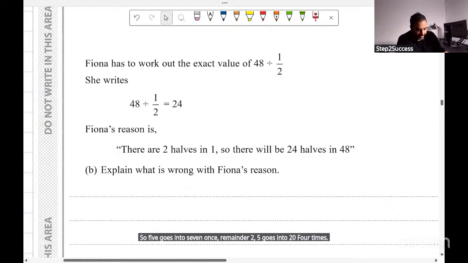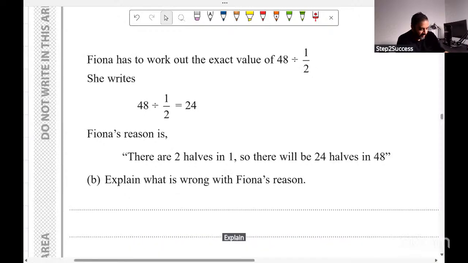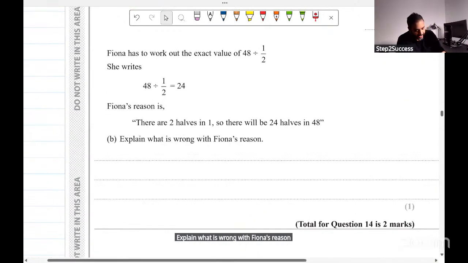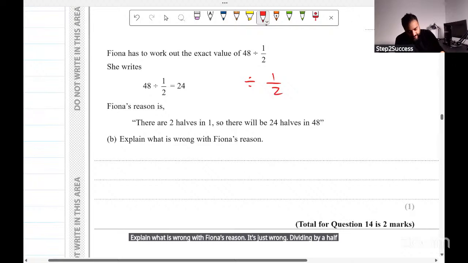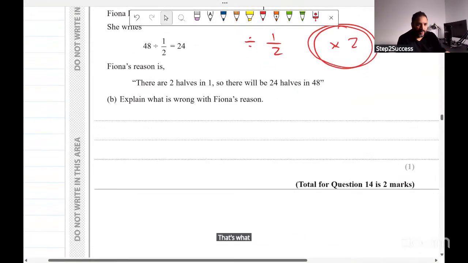Fiona has to work out the exact value of 48 divided by a half. She writes 48 divided by half is 24. Explain what is wrong with Fiona's reason. Which is wrong. Dividing by a half is the same as timesing by 2. Okay, that's what it actually is. So that's just why it's wrong.